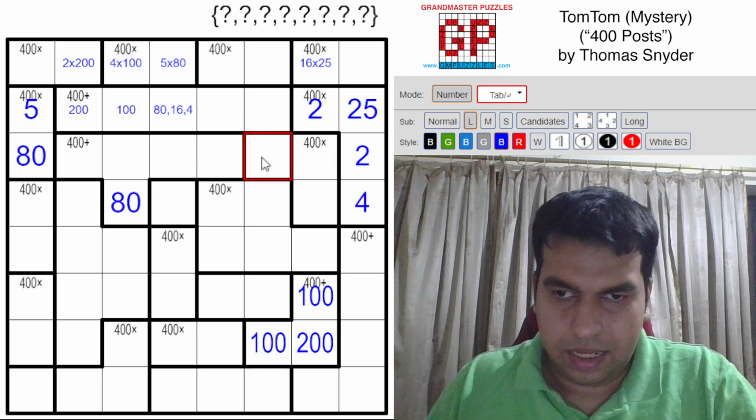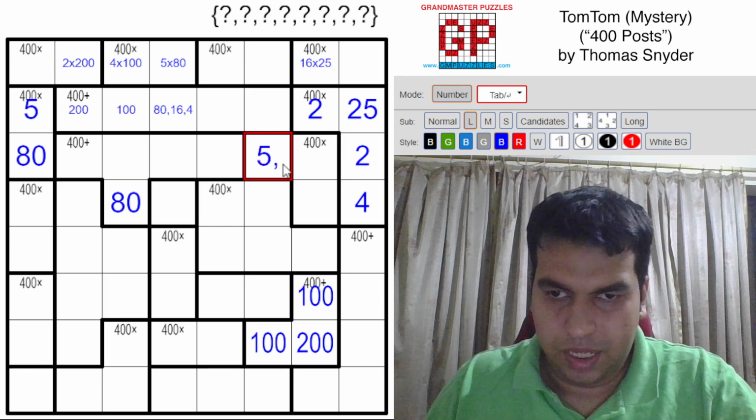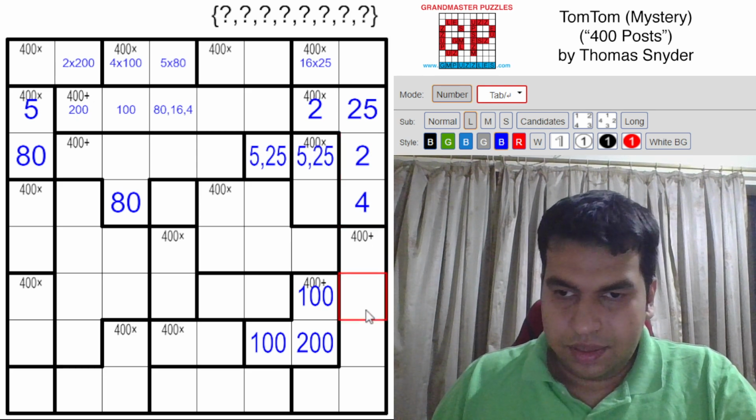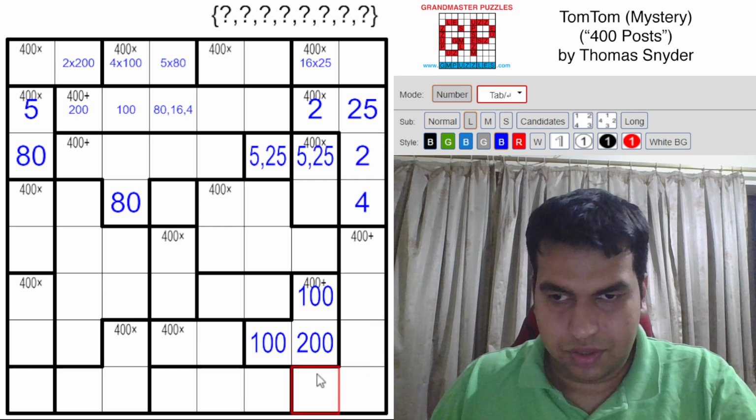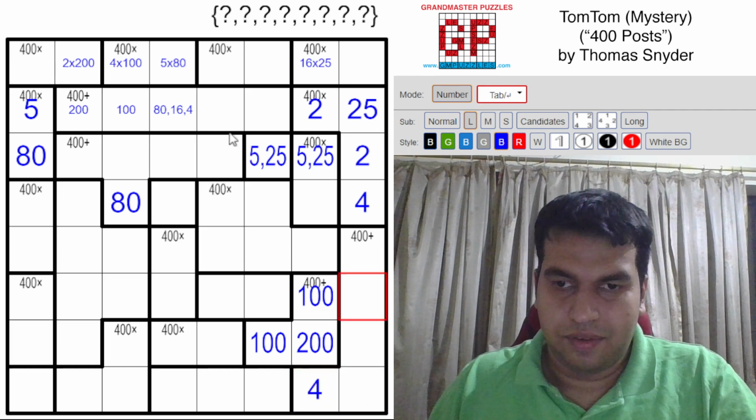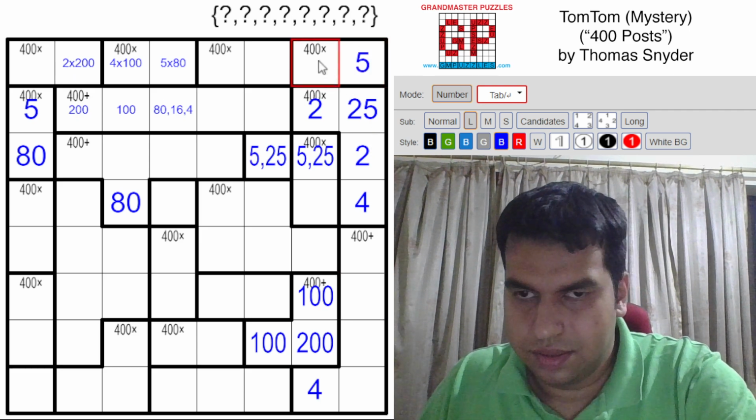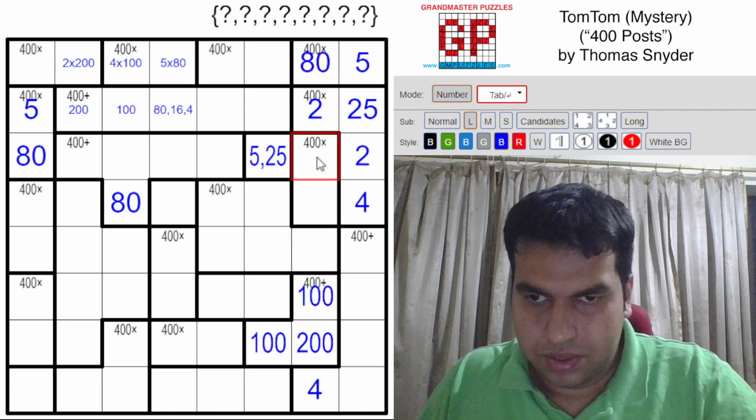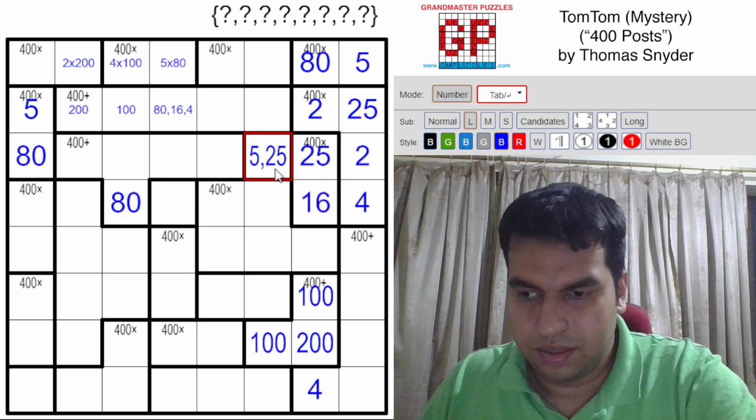And also it means that these two will be 5 and 25, because we know that they won't be a part of the 400 sum. Similarly, this 400, it has to have 4 somewhere, we know that. So the 4 can only come here. And it also can't have a 5 again from our earlier deduction. So the 5 would have to come above, and that gives us some more progress. So since this can't be 5 and 80, this is now 25 and 16.